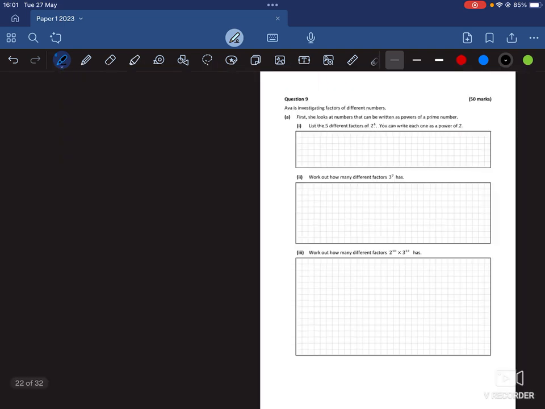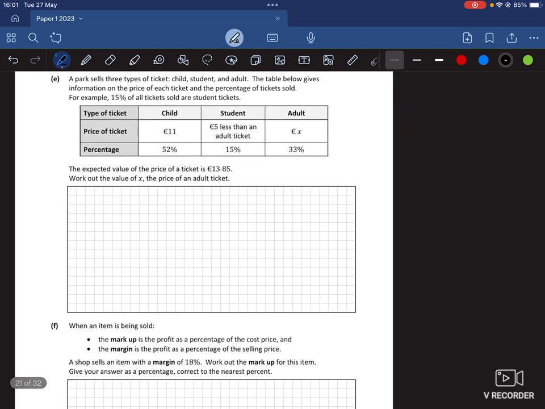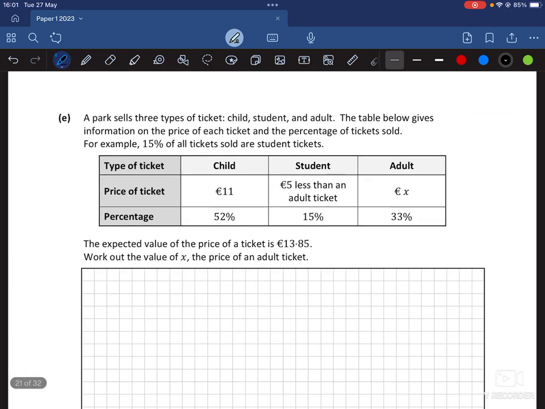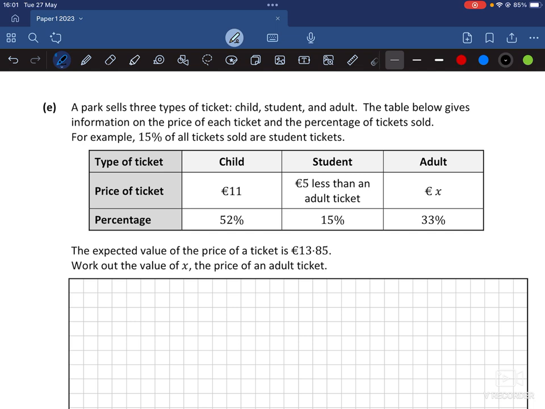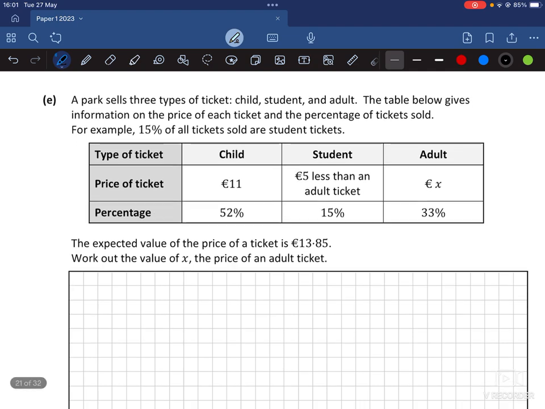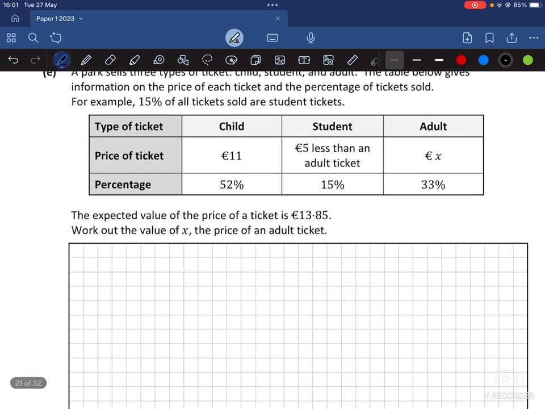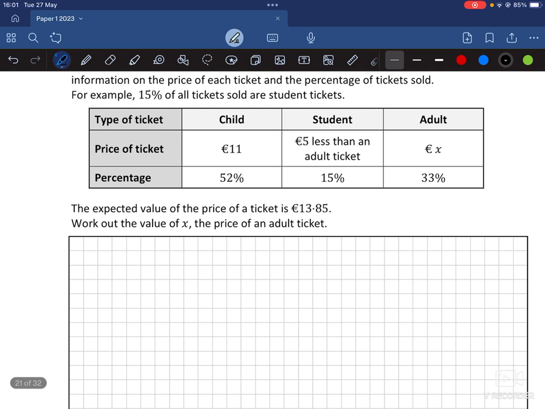Then we're almost done this question. This actually isn't too bad of a question. This is quite a typical financial maths question as well. So we're told a park sells 3 types of tickets: a children ticket, a student ticket, and an adult ticket. It shows the information on the price of the tickets and the percentage. Okay, and then we're told the expected value of the price of a ticket is 13.85. Work out the value of X, the price of an adult ticket.